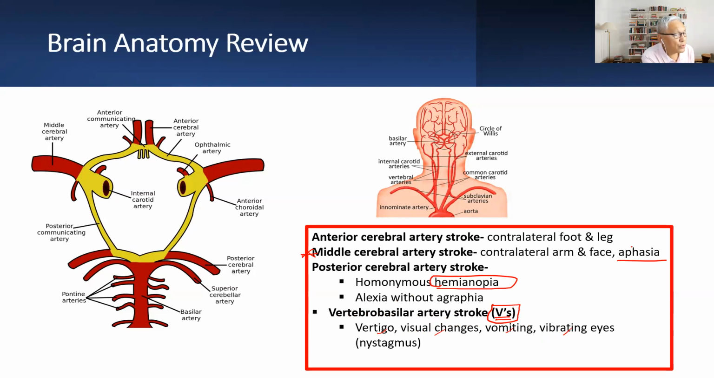So whenever you are looking at strokes, this is very common in NCLEX. This posterior cerebral artery is very common, and this particular vertebrobasilar artery is also very common. But again, with vertebrobasilar artery stroke, always remember the V's. Okay, so vertigo, visual changes, vomiting, and vibrating eyes. In the middle cerebral artery, it causes aphasia, and posterior cerebral artery causes hemianopia or hemianopsia. Okay?